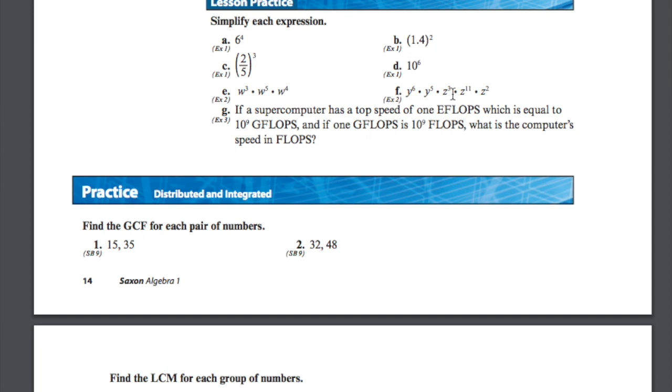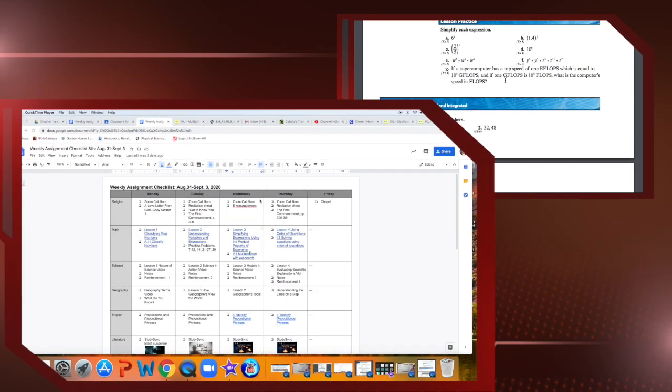Z would be 3 plus 11 plus 2. 3 and 11 is 14, plus 2 is 16. So you'd have y to the 11th, z to the 16th. Let's take a look at our assignment for Wednesday.